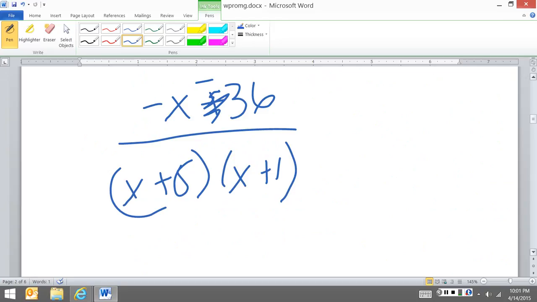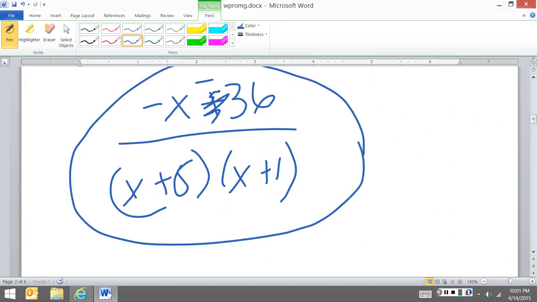So negative x minus 36 over x plus 8, x plus 1. And because this was an expression, this is my final answer, and anytime you have an expression, this is the type of final answer you should expect. If you have an equation, that equal sign, then you should expect an answer like x equals 4 or whatever, where you actually get one specific answer. But whenever you have an expression, you're going to get this type of answer, which is merely a simplified version of what you started with.